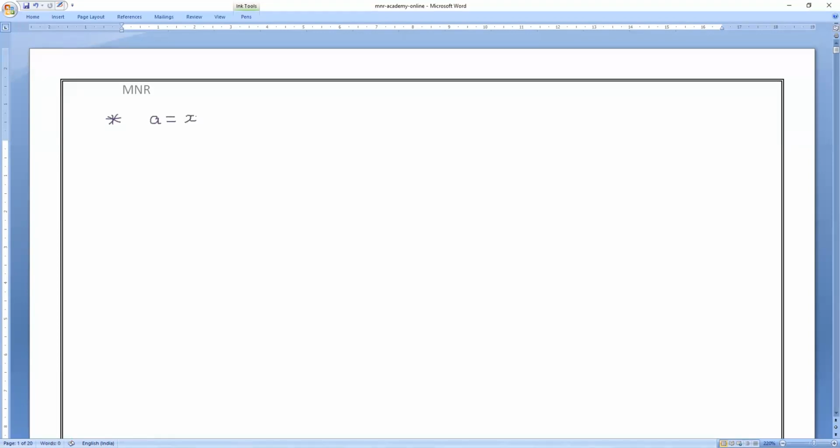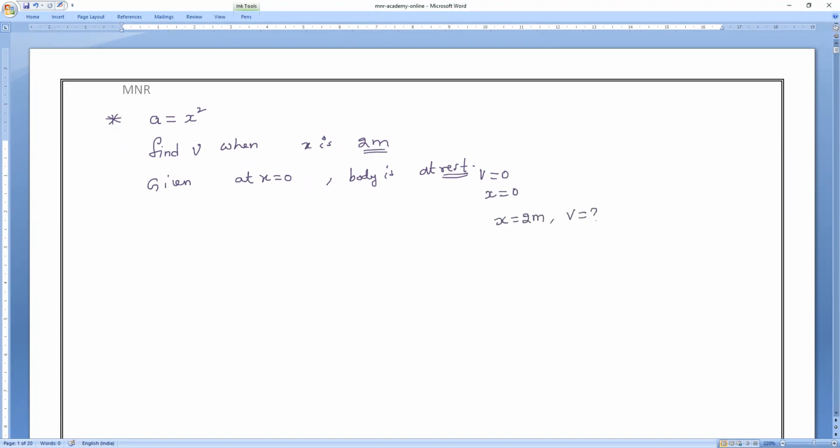The given function is acceleration equal to x squared. They are asking us to find the velocity when x is equal to 2. Given that at x equals 0, the body is at rest, since displacement is 0 means rest. If the body is at rest, the velocity is 0. So x is 0, velocity is 0, and they are asking what the velocity is if x is equal to 2.